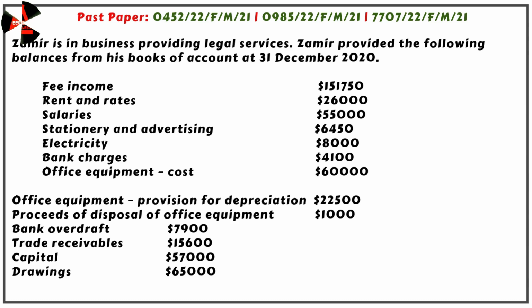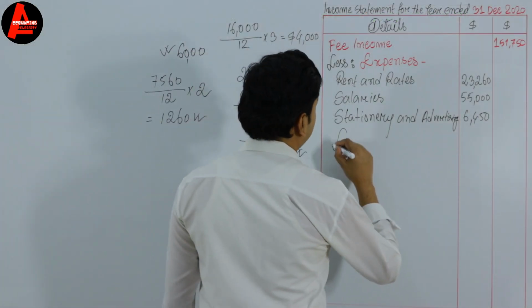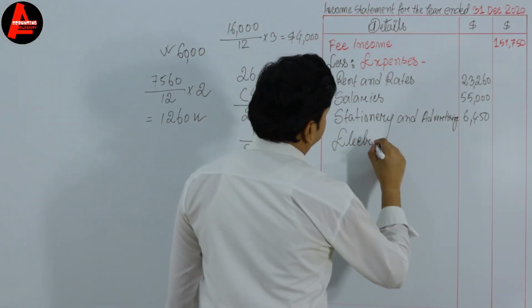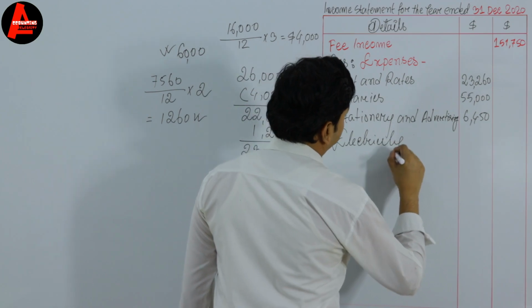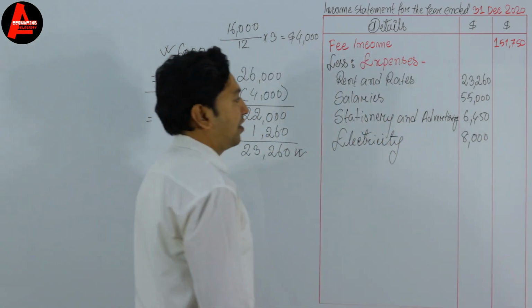Okay, then next expense is here electricity. We have here $8,000. Okay, same with electricity, we have no adjustment. Let us write here directly electricity. The amount is $8,000 on the question.